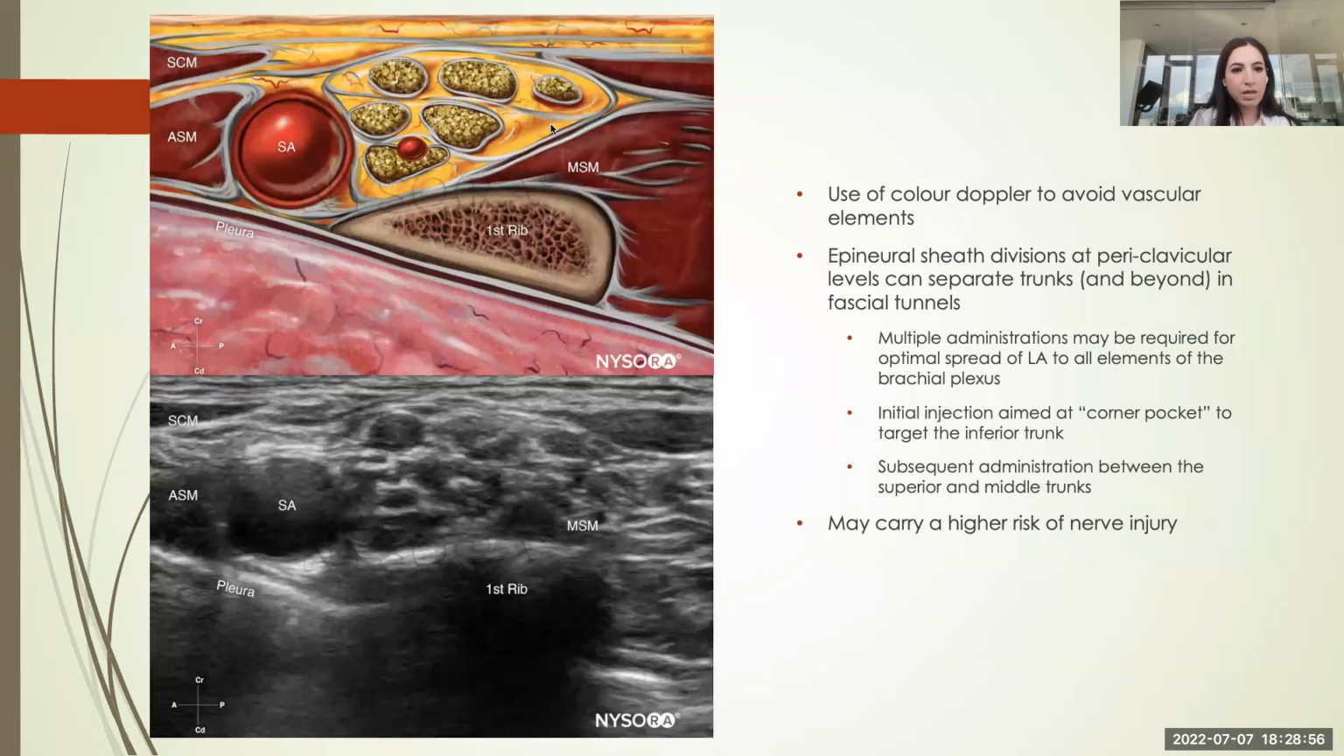And for that reason, and also because they're so tightly bound, it may carry a higher risk of nerve injury than, say, an intraclavicular block.